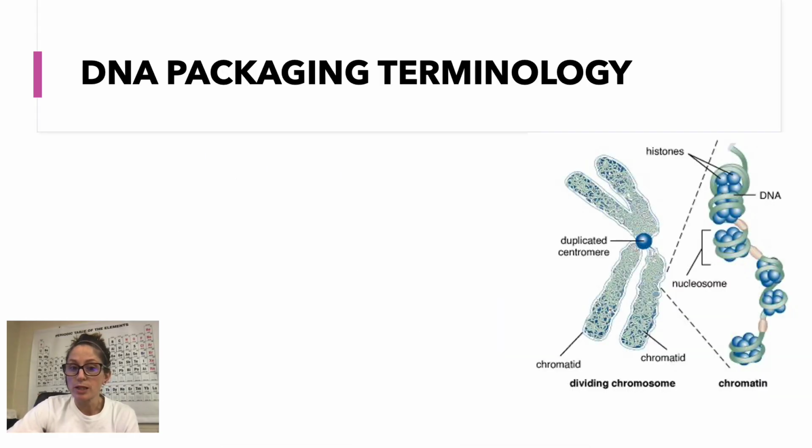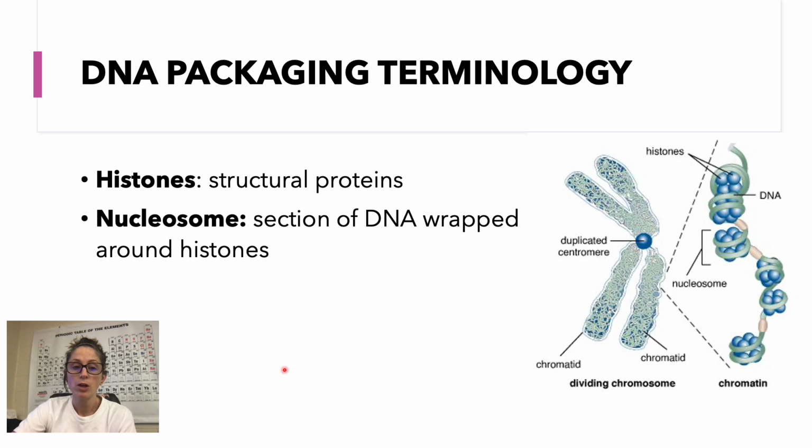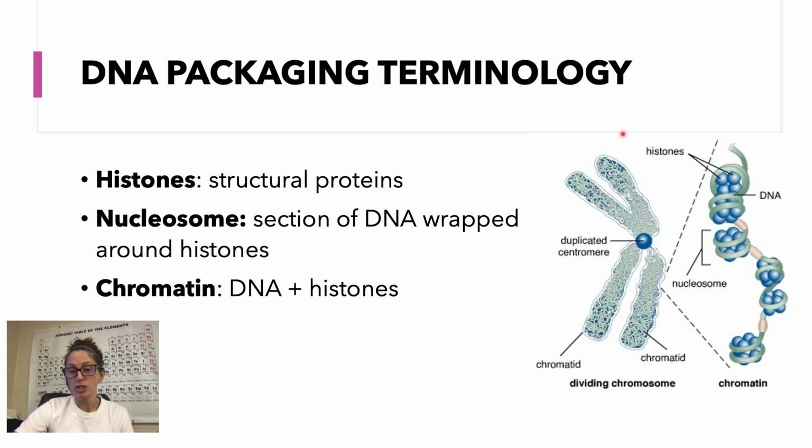So let's look specifically at the terminology. Again, histones are structural proteins that the DNA is going to wrap around. Nucleosome is the section of DNA that is wrapped around the histones. So again, histones are the protein, and then the DNA wrapped around the proteins is called a nucleosome. Chromatin is the entire section of DNA that has been wrapped around the proteins. So it's the DNA and histones. So this would be a chromatin, this whole thing showing here.